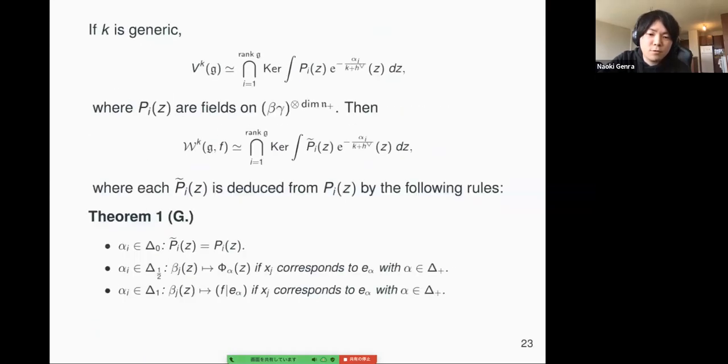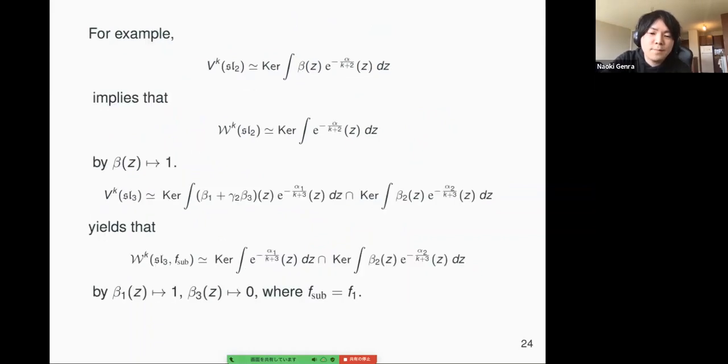If you want to choose the subregular nilpotent element as F3, I think beta 3 becomes 1, and beta 1 becomes 0. So this coefficient becomes gamma 2z. It is also another description of the subregular algebra. But anyway, this is one of the ways of how to compute the screening operator of a W-algebra.